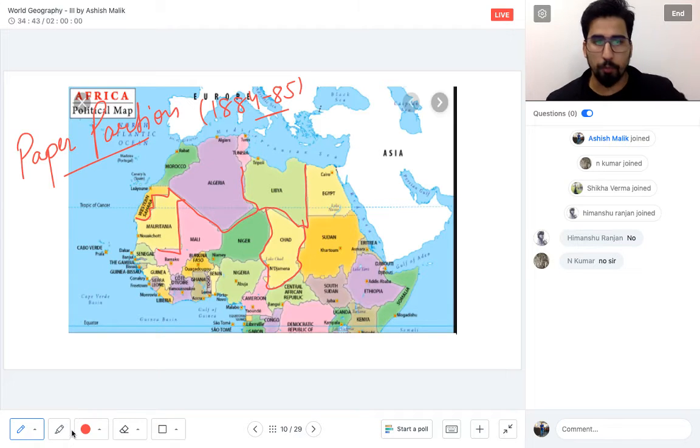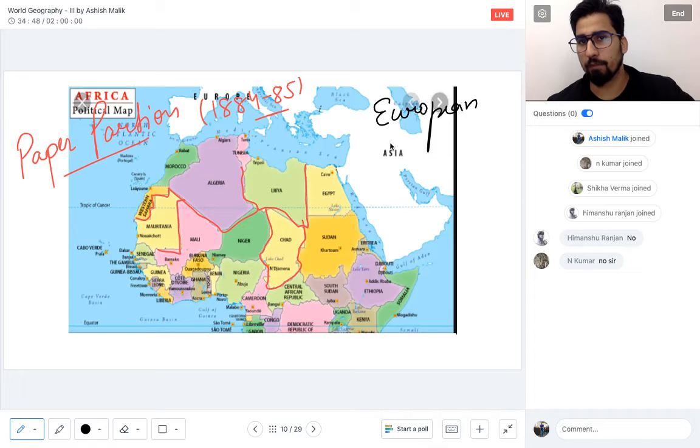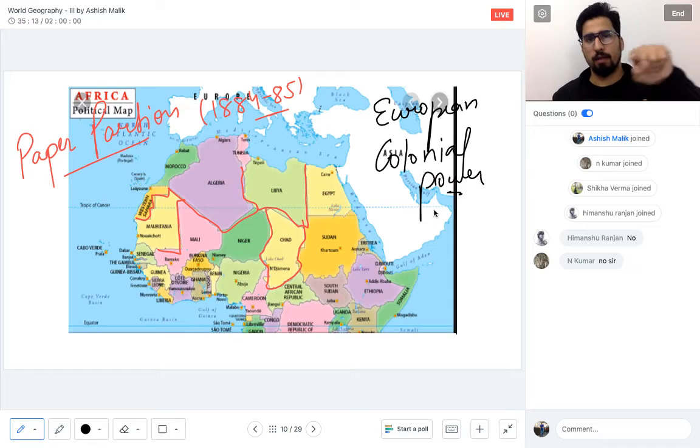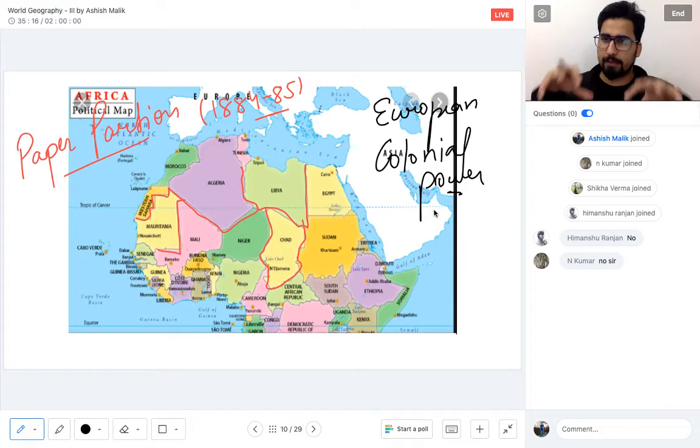So all the European colonial powers actually sat down. They never wanted to conflict. Every European power wanted to exploit the resources of Africa. So be it the British or the French or Spanish or Portuguese, or any Danish or any other colonial power, they never wanted to have any fight over Africa. That's why they sat down and on paper they demarcated: okay, this land you take, this is the land I'm going to take.